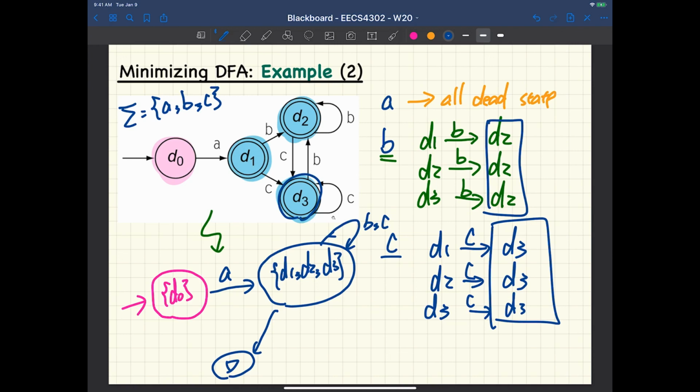Anything you take out of D1 is accepted. So you just accept it even if you go to D1. Once you take the initial A, you're basically saying, after that, any A or B or C will be accepted anyway, like any patterns of B's and C's in any order. That's correct. I think this might be a little bit contrived example created by the textbook.